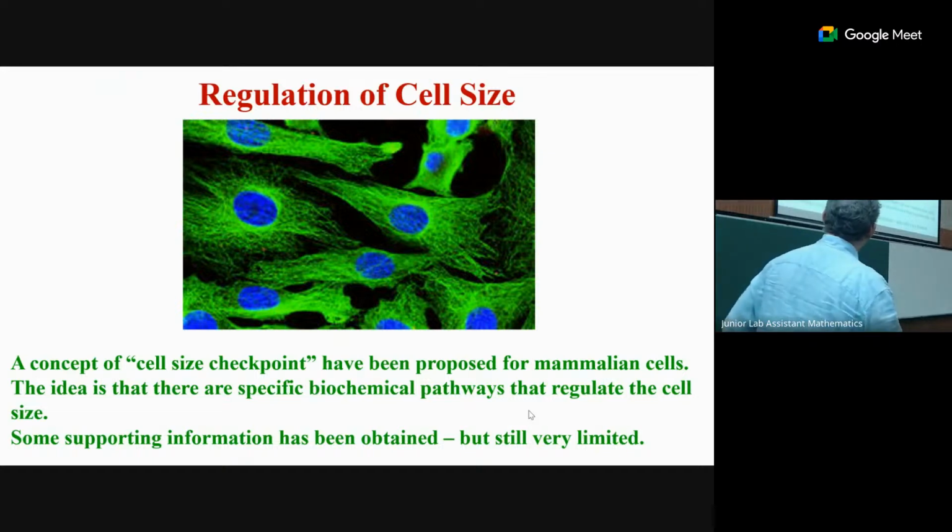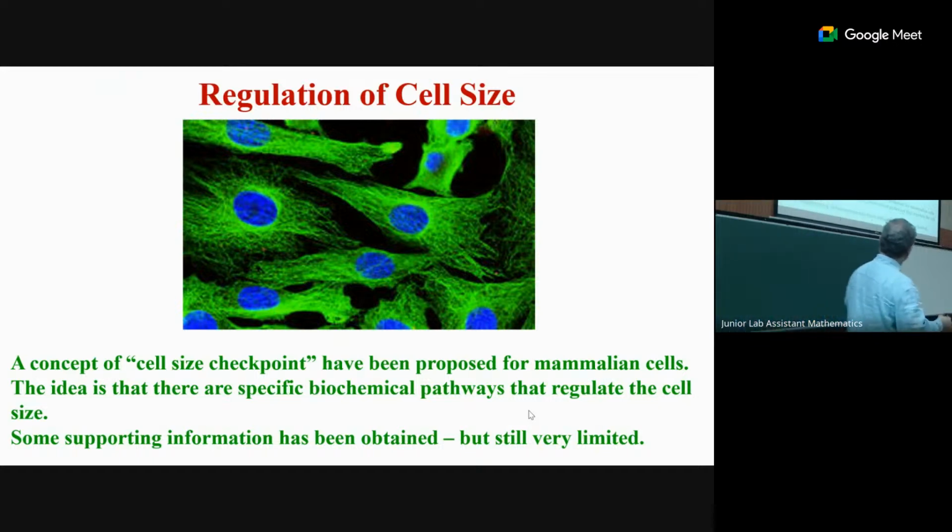People introduced the concept of a cell size checkpoint. That was proposed for mammalian cells. In simple language, the idea is that there are devoted biochemical pathways, devoted reaction channels, for maintaining the cell size. Some information has been obtained, but it's still limited.